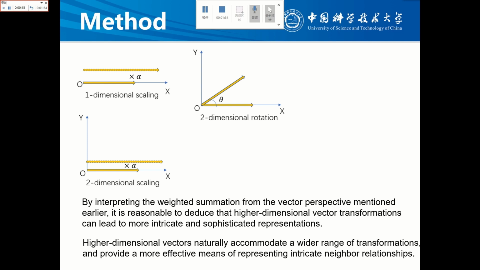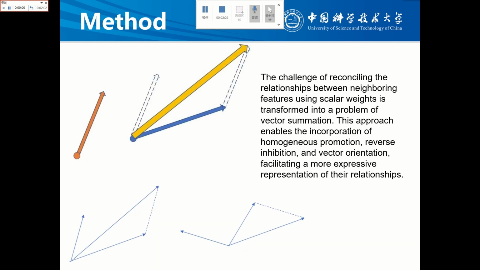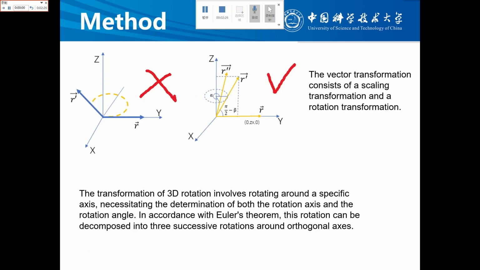Higher dimensional vectors naturally accommodate a wider range of transformations and provide a more effective means of representing intricate neighbor relationships. The challenge of reconciling the relationships between neighboring features using scalar weights is transformed into a problem of vector summation. This approach enables the incorporation of homogeneous promotion, reverse inhibition, and vector orientation, facilitating a more expressive representation of their relationships. The vector transformation consists of a scaling transformation and a rotation transformation.